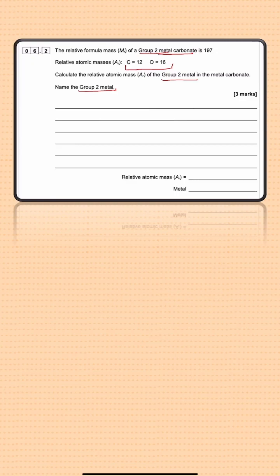Right, so what you need to do here is recognize, first of all, it's a carbonate. Does anyone know what the ion for a carbonate is? So it's a metal carbonate, it's a group 2 metal carbonate. The ion for a carbonate is going to look like something CO3. So carbonate is CO3. CO2 is carbon dioxide. Carbonate ion is CO3. So this is a group 2 carbonate.